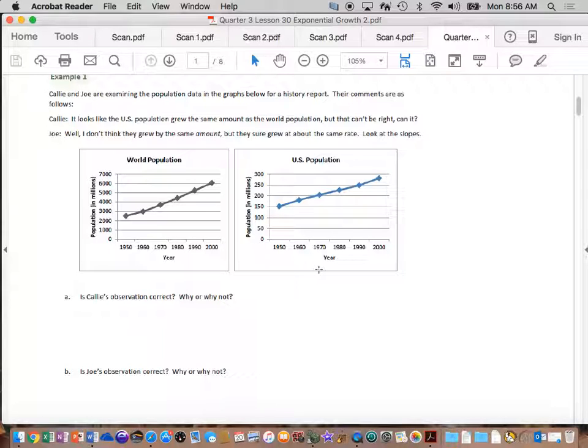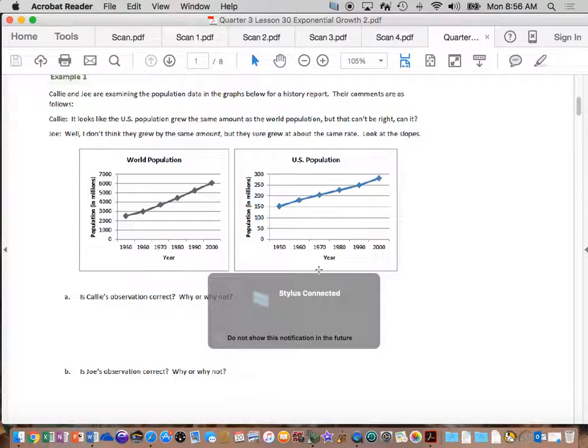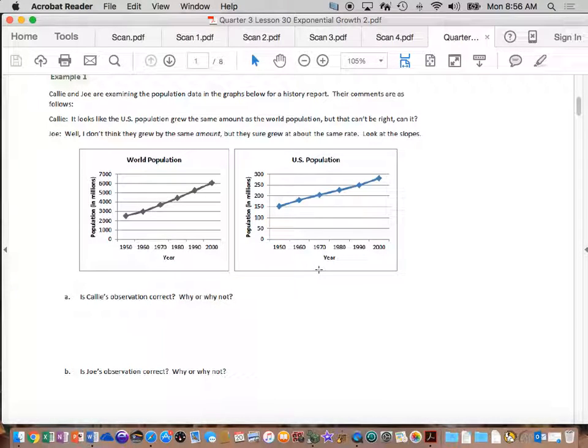All right. So, Callie and Joe are examining the population data in the graphs below for a history report. Their comments are as follows. Callie: it looks like the US population grew at about the same amount as the world population, but that can't be right, can it? Joe: well, I don't think they grew by the same amount, but they sure grew at the same rate. Let's look at the slopes.